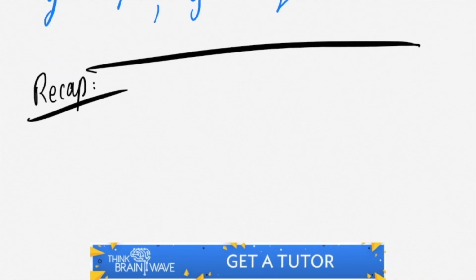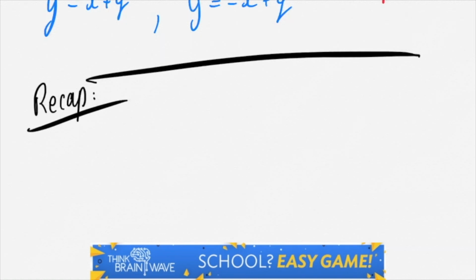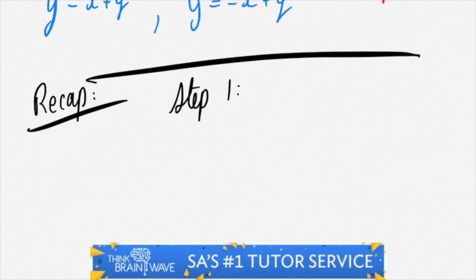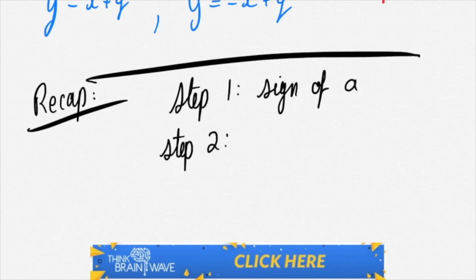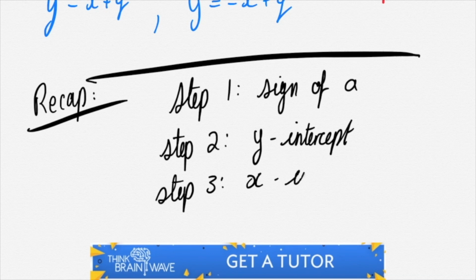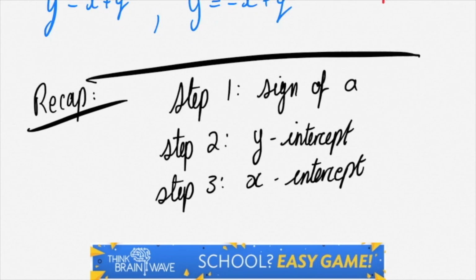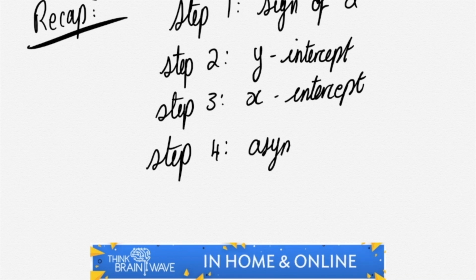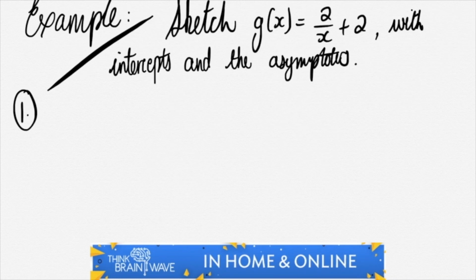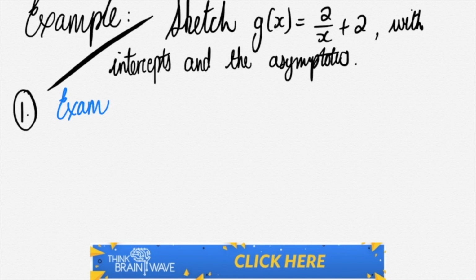Let's quickly do a recap. Our step one is to find the sign of a, to find whether the function lies in the first and third or the second and fourth. We then do our intercepts, y and x. And our fourth step is to find the asymptotes. So let's sketch the following with intercepts and asymptotes.